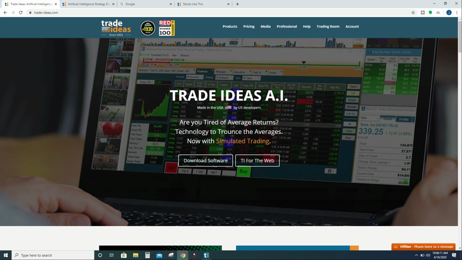The other product that they have is just regular scans. This is what I use. I'm not big into AI trading. I just like to do things myself. So the standard version of Trade Ideas is going to be what you want if you like to trade things manually or yourself.